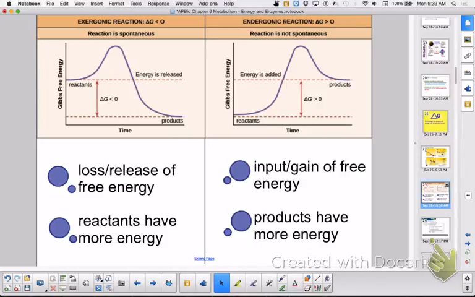Whereas when delta G is positive, what kind of reaction do we call that? Endergonic reaction. Input or gain of energy required. Who has the most energy? What are you going to put in the next spot? Products. Good. Products have more energy.